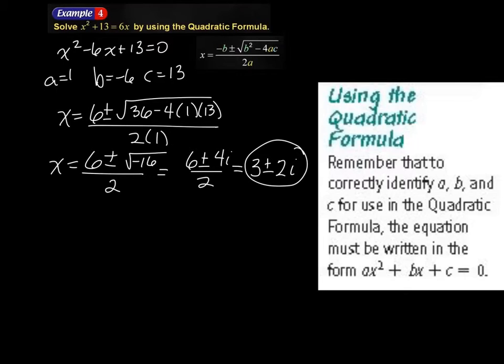There's a potential on number 4 here for someone to say that B was 13 and C was 6. If you do not put it back into standard order, you will not correctly identify A, B, and C, and you will be in a world of hurt.